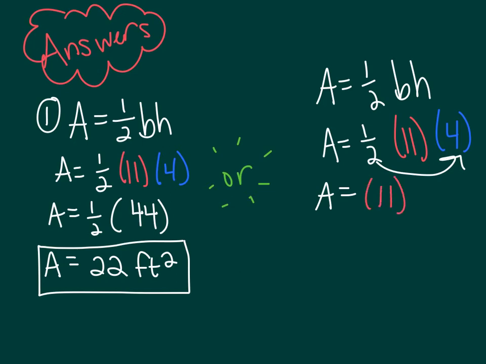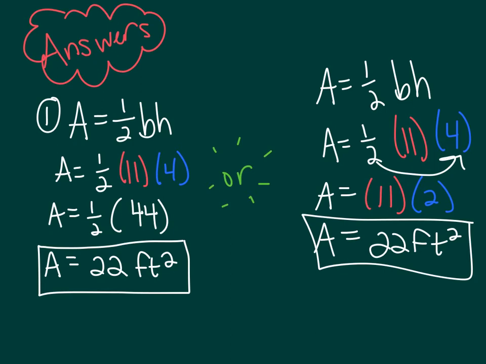But then instead of multiplying it by 4 this time, I would multiply it by half of 4, which is 2. And then once I do that, area would be equal to 11 times 2, which is 22. Again, feet squared. So you can see how you get the same answer either way. And again, I could have gotten it if I had taken just half of 11 and then multiplied half of 11 times 4. I would have been okay.